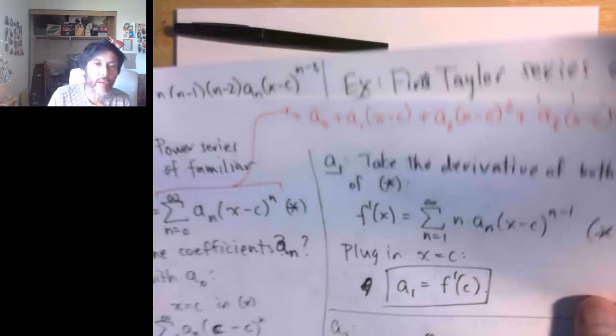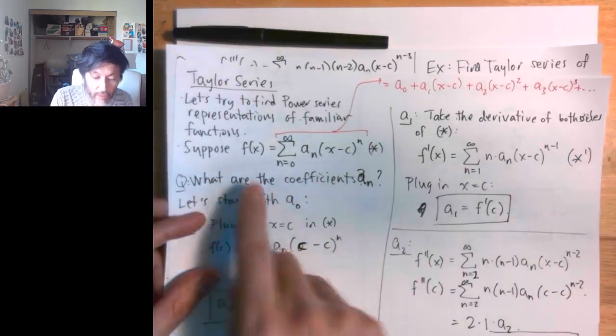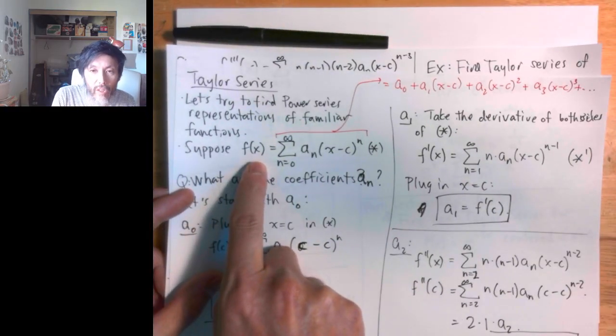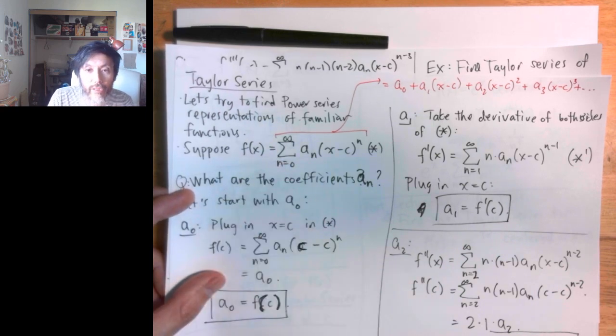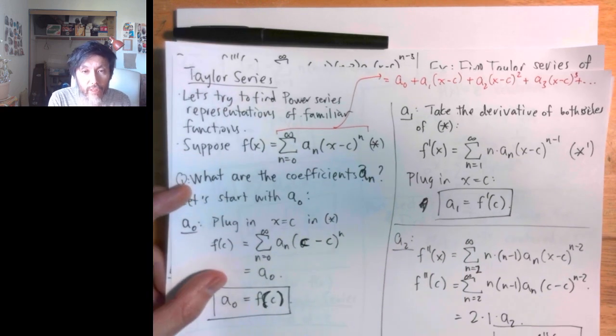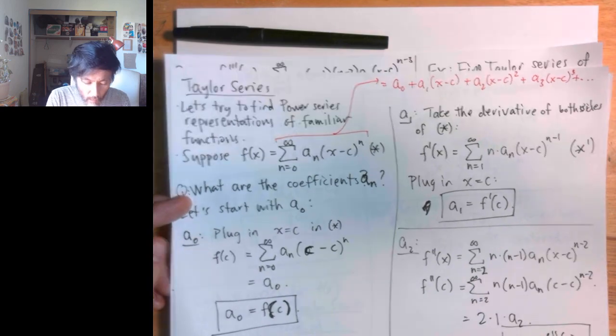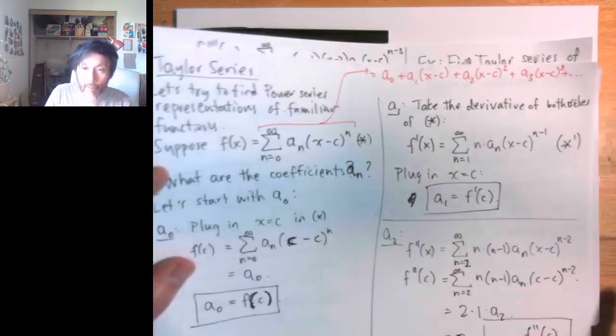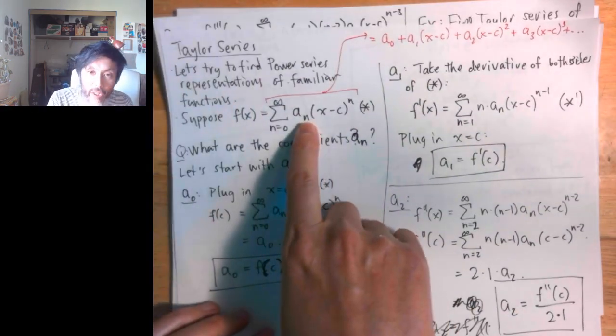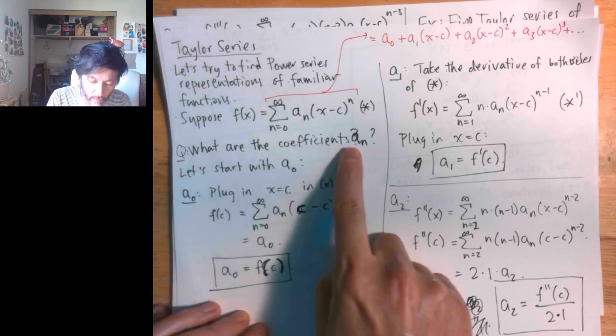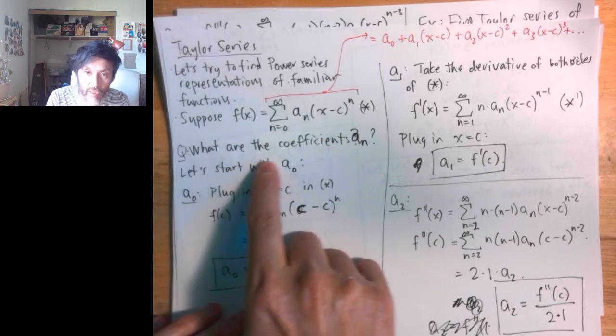Then we talked about formulas. We talked about how if you're given a function, you can ask the question, well, what is a power series which might represent some familiar function that you're given? We talked at length about how the key question is, what are these coefficients a sub n? That's the key question, what are the coefficients?